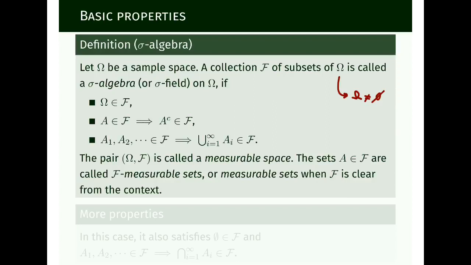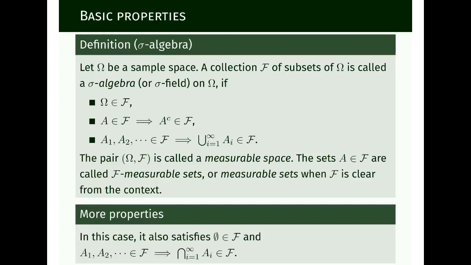So from these three properties, we have another two properties which are very easy to prove, and you can prove them as an exercise if you want. That the empty set is also a member of this family, and for any countable collection of members of this family, their intersection will also be in the family.